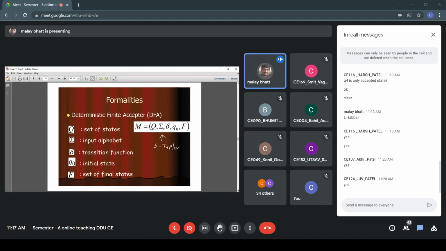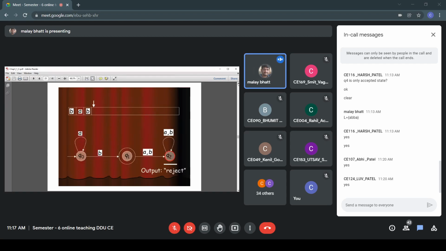So, deterministic finite automata. Why are we using the word deterministic? Because from Q0 we have a clear path. If it is B, we will go to Q1. If it is A, we will remain in the Q0 state. So it is a deterministic thing. You are clear that you have only a unique path to follow. From Q0 on input B, you will go to Q1. From Q0 on input A, you will remain in the Q0 state. You have a unique path to follow and don't have to worry about that. Is it clear?